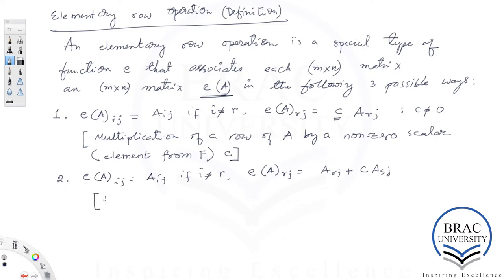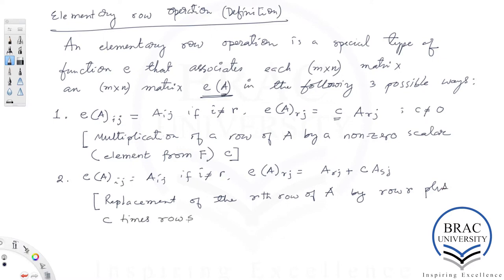So I write it in words. It means the replacement of the rth row of the matrix A by row R plus C times row S. Here C can be any scalar from the field F, and R is taken to be unequal to S. The two rows under consideration should not be equal.